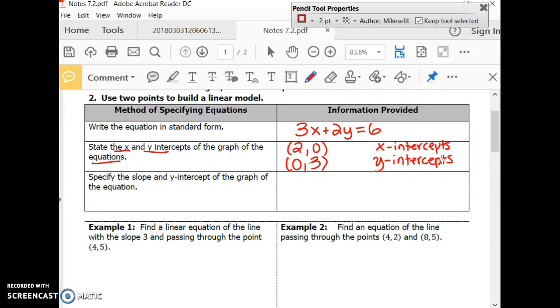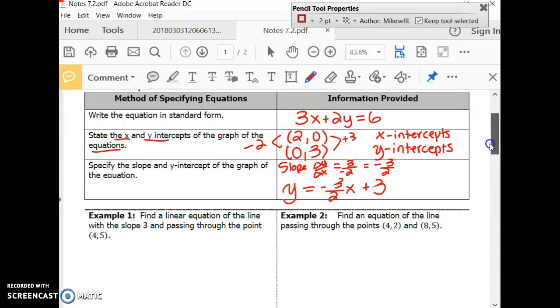Then I can specify the slope and the y-intercept of the graph in an equation. So I need to find the slope. This is an easy way to do this. How do I go from 2 to 0? I subtract 2. How do I go from 0 to 3? I add 3. Remember, slope is the change in y over the change in x. The change in y is 3, and the change in x is negative 2. So my slope is negative 3 over 2. Then I can write the equation y is equal to negative 3 over 2 x, and then I add my y-intercept value, which was 3.